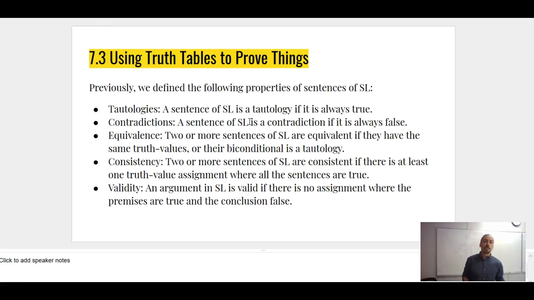And finally, validity. I could find an argument in SL would be valid if there's no assignment where the premises are true and the conclusion is false. So I would do the truth tables and look for the row where all the premises are true and check to see if on that row the conclusion is false or not. And if there's no such row, then the argument is valid. So we're going to do examples of all these.